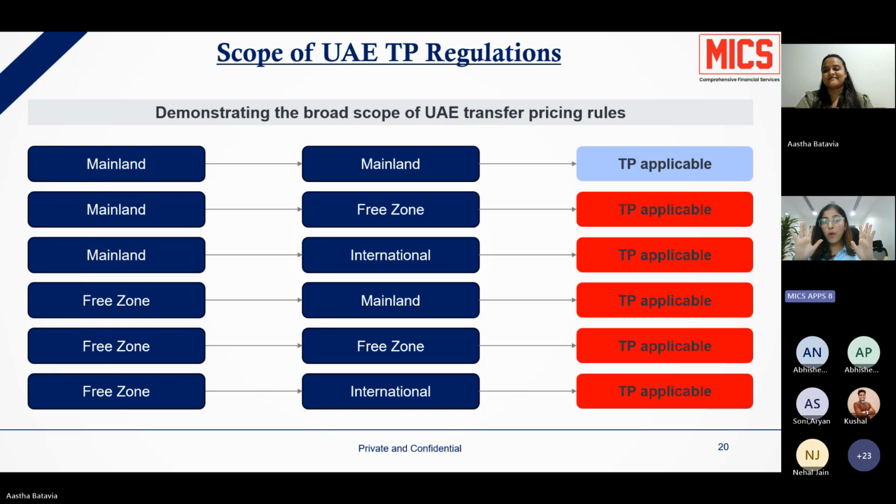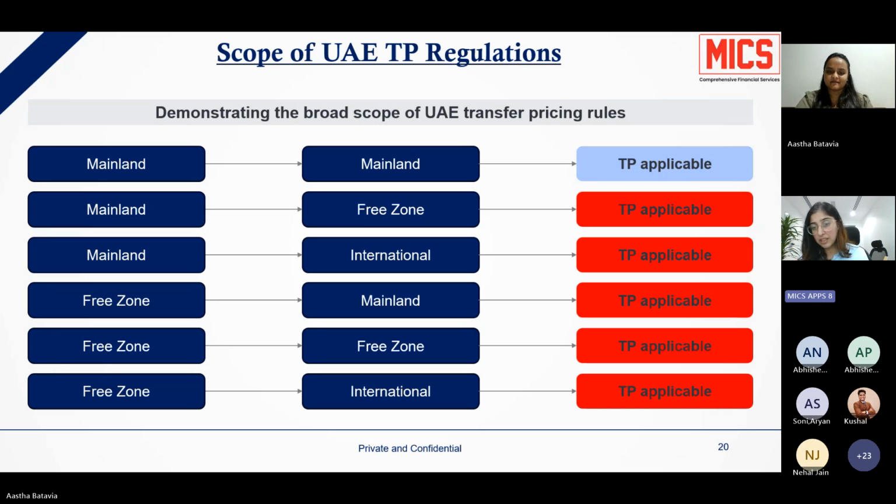So here is all the possibilities of transactions which are possible. One is mainland to mainland. TP is definitely applicable, but I'm sure that unless there is a situation where one entity is loss making and another is not, you would not evade the base erosion principle. And therefore, if you see, we have only the first one highlighted in blue. That is, there would not be any case, ideally, that you would have evaded tax in this case. And therefore, the TP risk might be a little lower, but still, as per the rules, you do need to comply with transfer pricing.